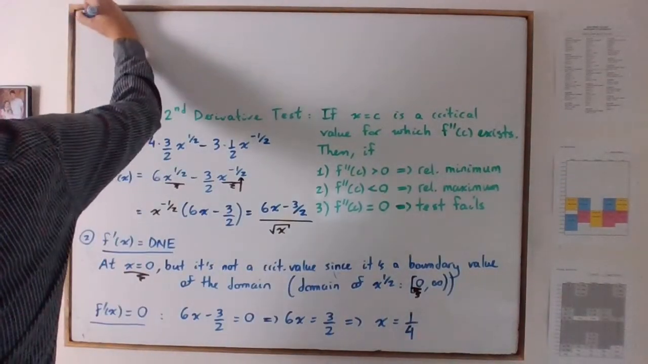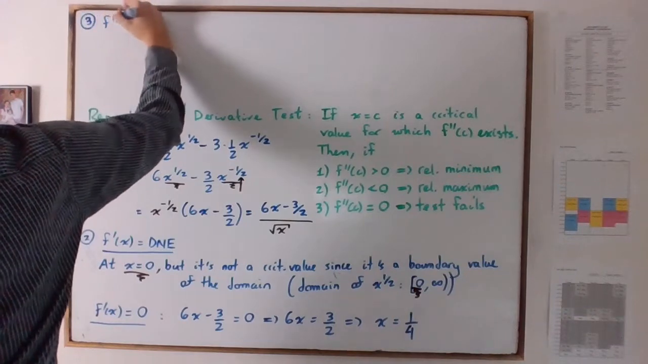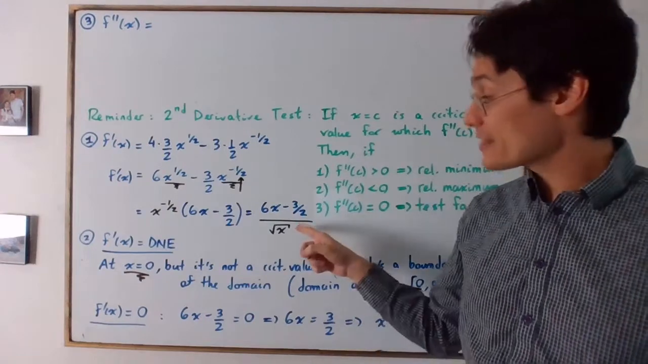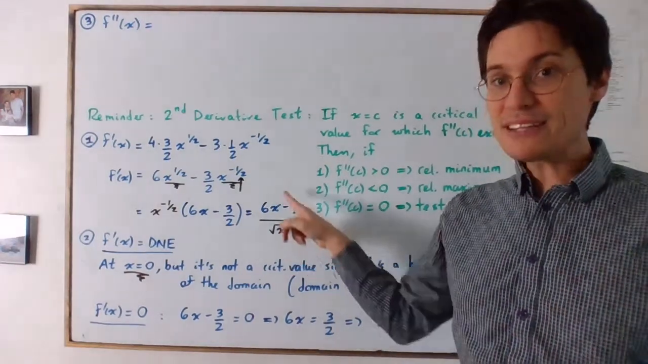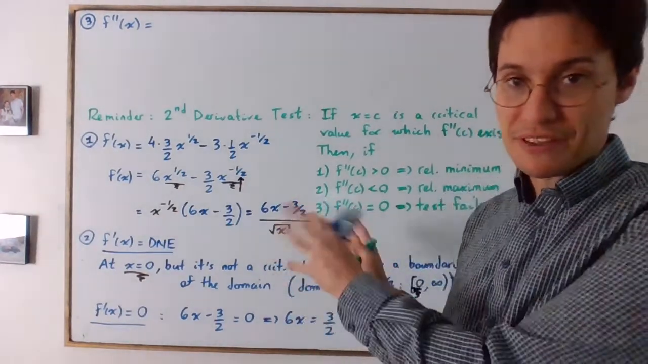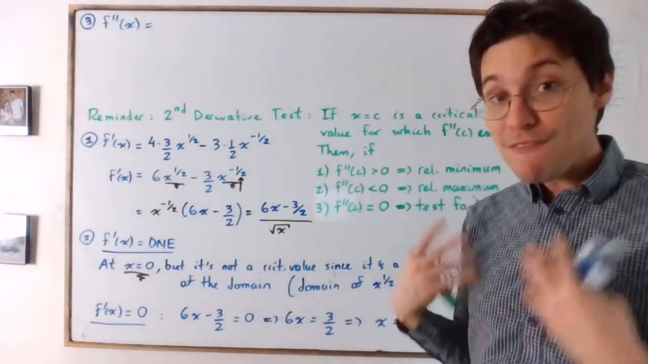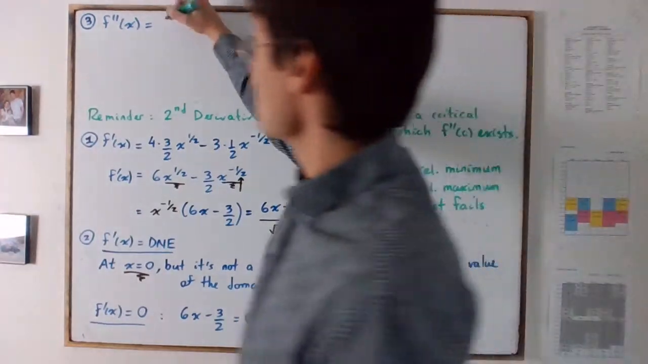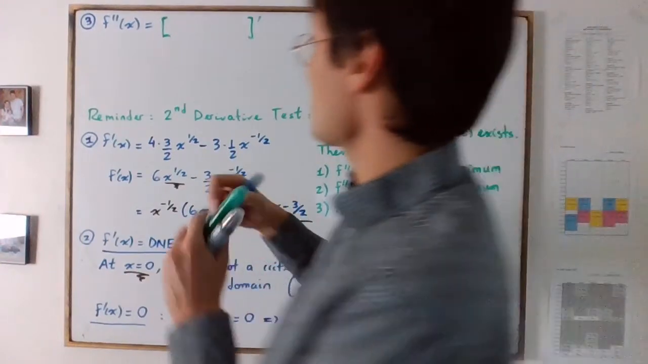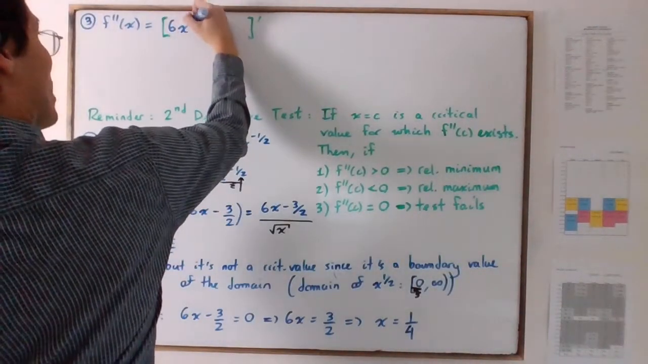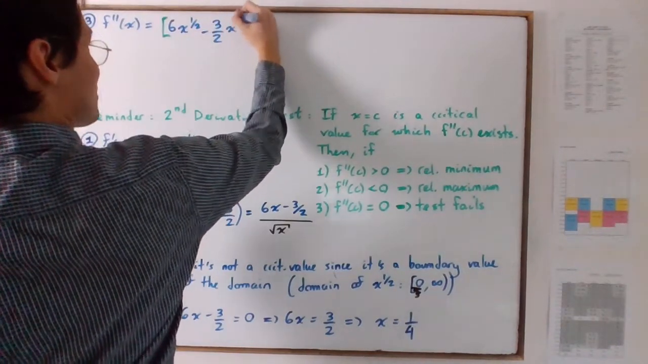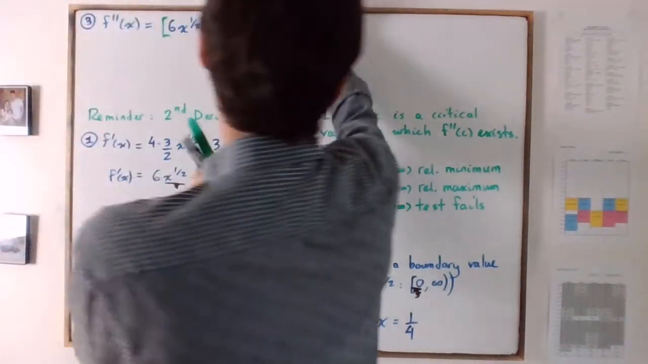So step number 3 is to find the second derivative. And whenever you find the second derivative, be careful not to find the second derivative of this, right? Find the second derivative of that. In other words, always use the form of the derivative that is the simplest for the purpose of that calculation. So you're going to take the derivative of this thing. You see? So 6x to the 1/2 minus 3/2 x to the negative 1/2. And from there, what do you get?